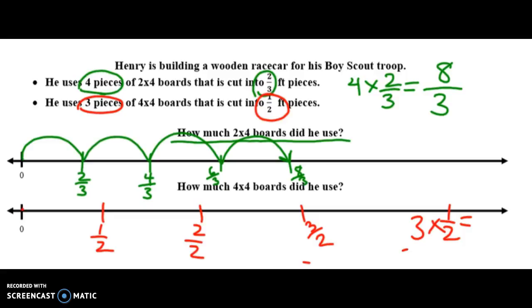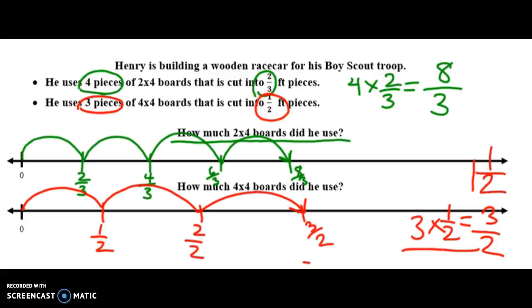Okay, so I'm going to go ahead and make my jumps. 3 times 1/2. So 1/2 plus 1/2 plus 1/2. I make my jumps. 1, 2, 3. 3 times 1/2 equals 3 halves. If I convert that to a mixed number, it would be 1 and 1/2.